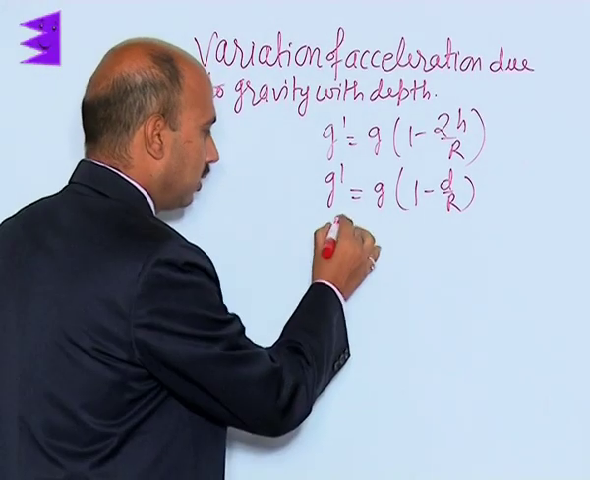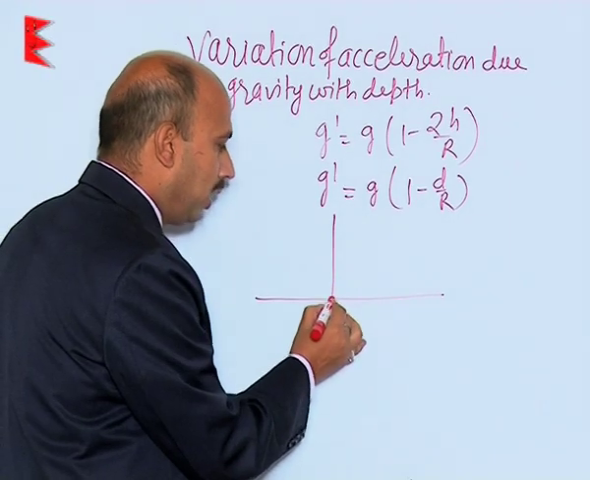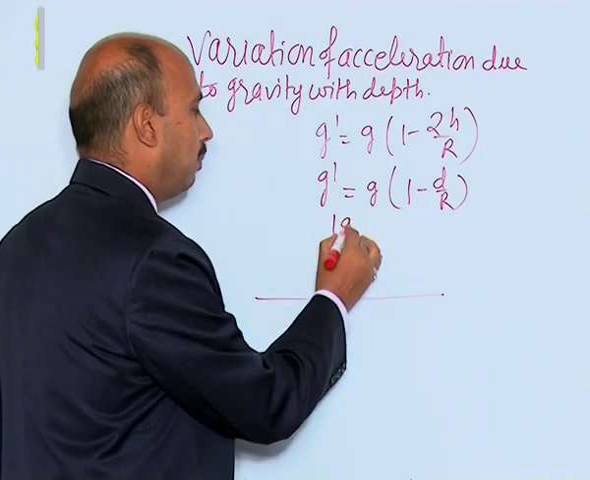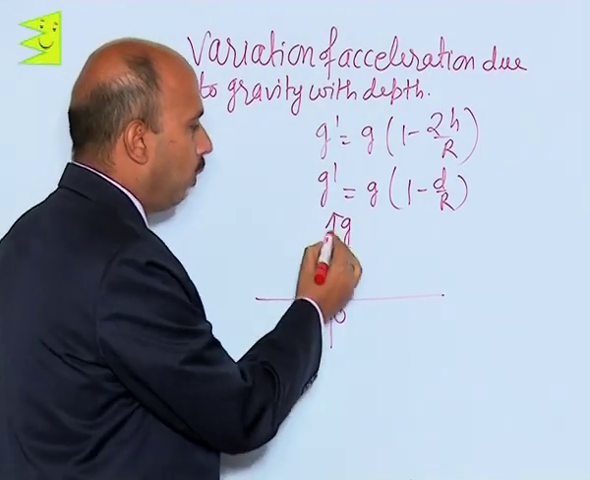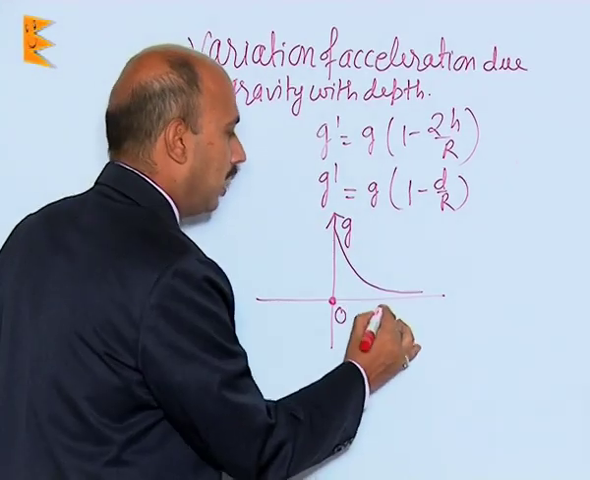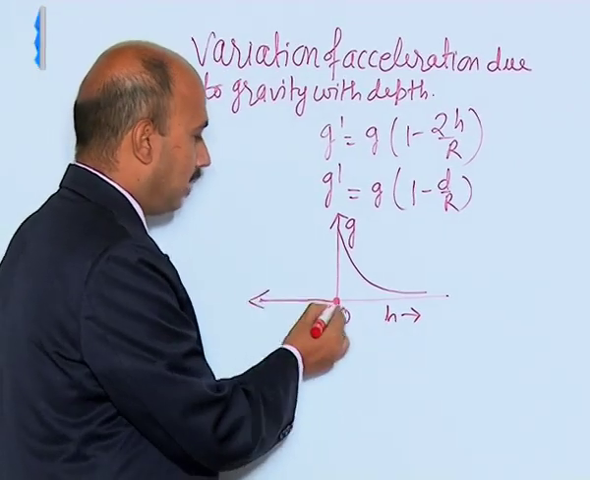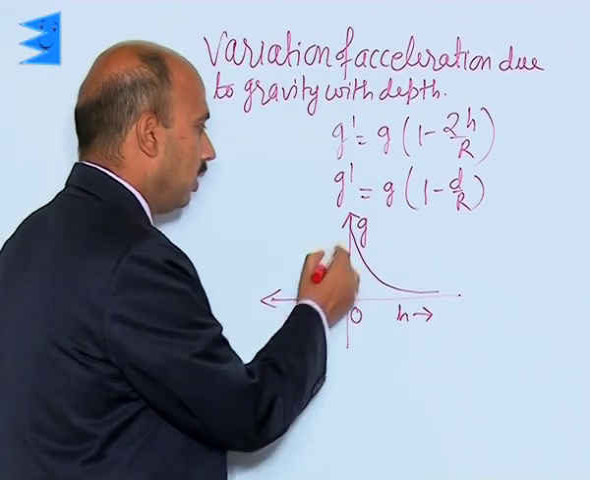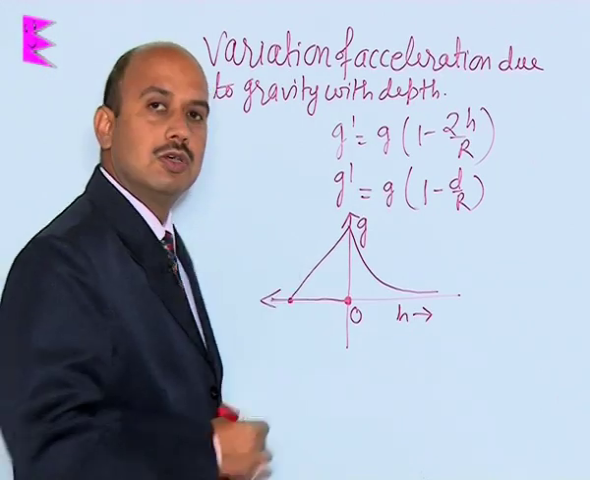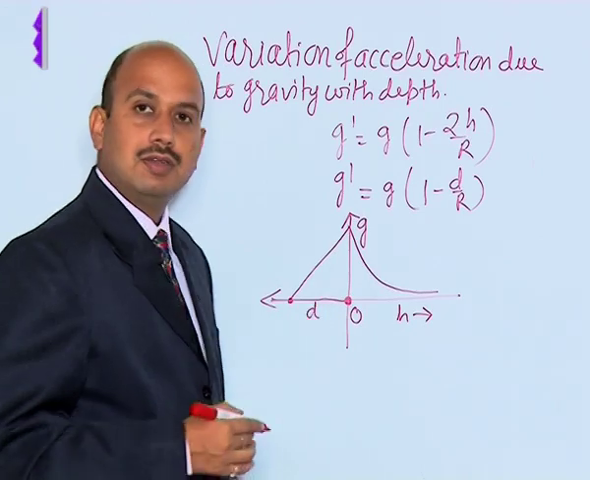If you take the graph like this, and this point O I am taking as the surface of earth, and on this side I have taken g. So, when we go up, the value of g reduces like this, this is with the height. But when we go down, the left side I am taking as below the surface of earth, the value of g reduces like this, and at the center it will become 0. So, this is the variation of g with depth and height.